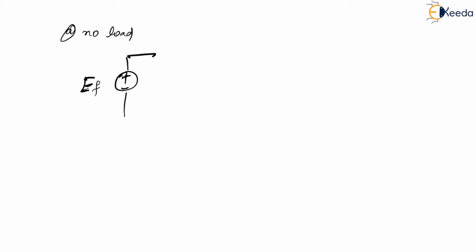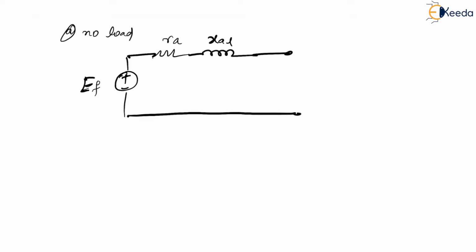Now after that, what do I have then? Definitely I have got RA and I have got XAL, armature leakage reactance, correct? And definitely, this is how I have got. And what will there be at the end? Definitely, here I will be having terminal voltage VT. But now since it is at no load, I will be having my no load. So this becomes IA, which is equal to 0, correct? This is what we have understood.